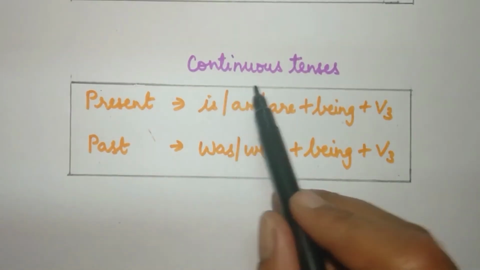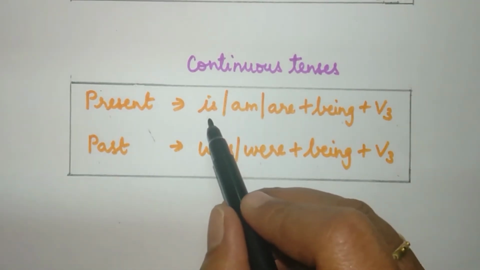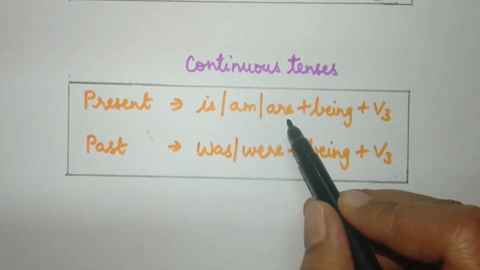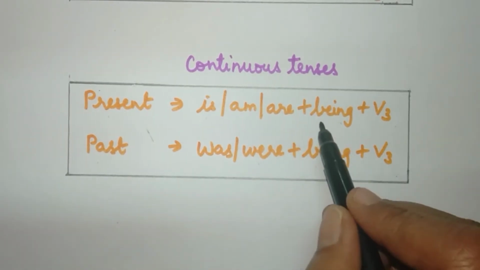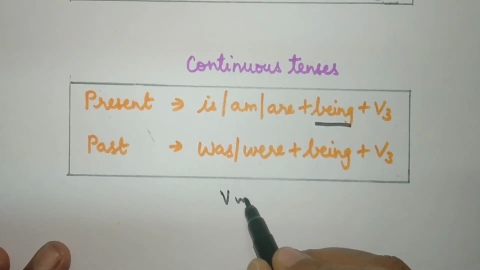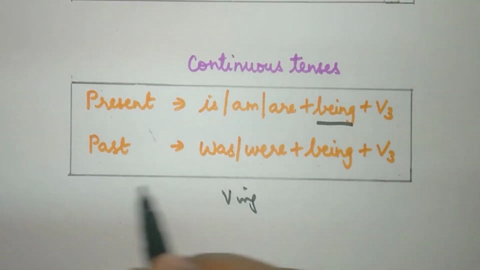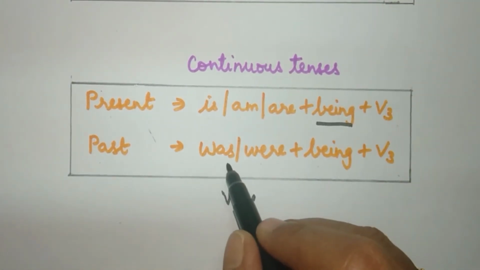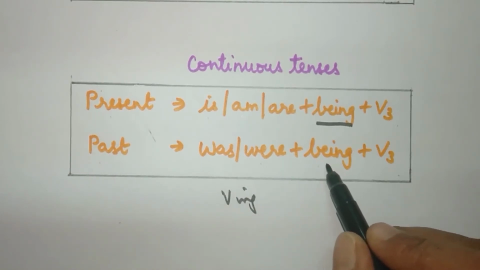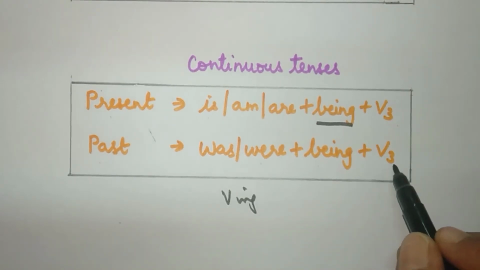Next, continuous tenses. In the present continuous tense, is is used for the singular person, am is used for I, and are is used for the plural person. Along with that we are adding being. Being means a verb having ing. So that time we are adding being plus the third form of the verb. In the same way, in the past continuous tense, was is used for the singular person and were is used for the plural person. Along with that we are adding being, a verb containing ing, plus the third form of the verb.